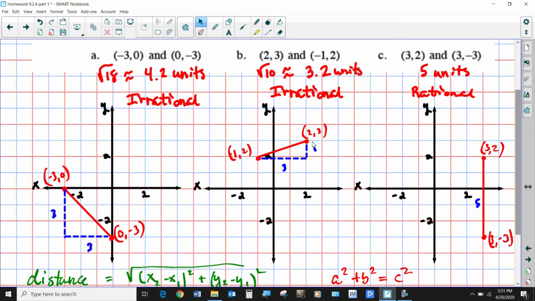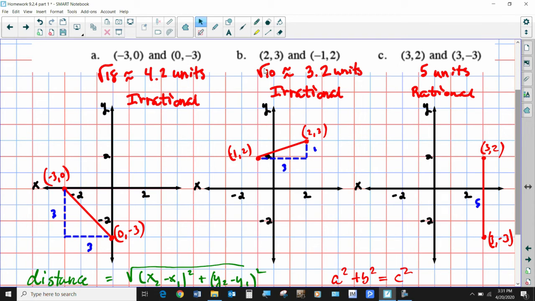Since 18 is not a perfect square, you get this decimal number that goes on and on forever that we've rounded. Same thing here. You've got this point, negative 1, 2 here. This point here is 2, 3. So how many units is that? It's kind of hard to tell. But we can tell this is 1, 2, 3 units horizontally, and this is 1 unit vertically. So 1 squared plus 3 squared will equal whatever that is squared.